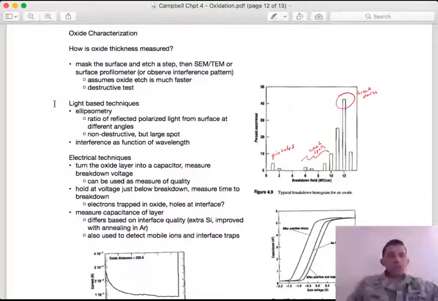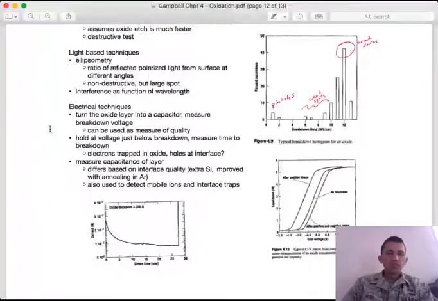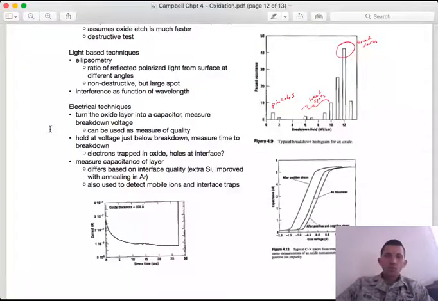And so that mask and etch and image is destructive, but it's fairly straightforward. There's also light-based and electrical techniques to measure the oxide layer thickness. For the light-based techniques, you can use ellipsometry, which is a little more difficult to understand, but you look at the ratio of reflected polarized light from the surface at different angles, and you can extract the layer thickness from that. This is non-destructive, but you need to have a relatively large area.